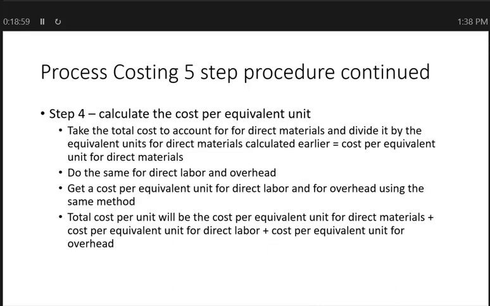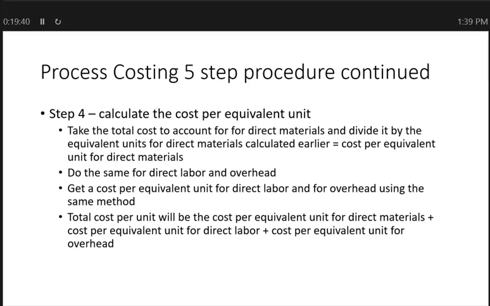Now, calculate the cost per equivalent unit. Take the cost to account for direct materials and divide it by the equivalent units for direct materials. Make sure you don't mix up direct materials with direct labor. It's always the cost divided by the units. It gives you your cost per equivalent unit for direct materials. Do the same for direct labor and overhead. If you have different equivalent units and different costs, you're going to have different costs per unit for direct labor, for direct materials, and for overhead.